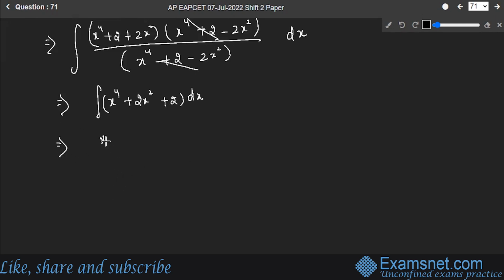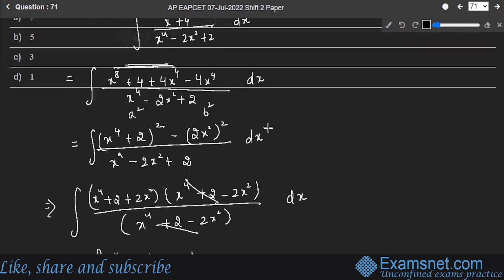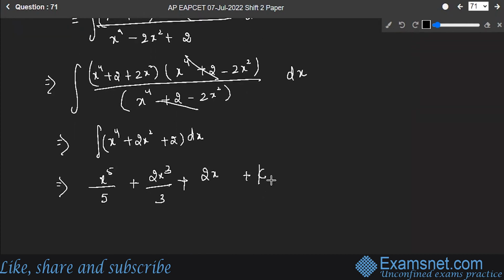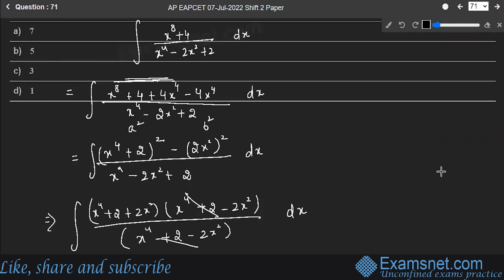Now it's easy, just have to find out the integral of it. So what will be the integral? You will be adding 1 to the power of x and dividing by the power. So this is equal to x raised to power 5 upon 5. Similarly, this will be 2x raised to power 3 upon 3 plus 2x plus some constant, right? C is already being used in the question, so I'll put a k over here. So this was given in the question. This is equal to ax raised to power 5 plus bx cubed plus cx plus k.